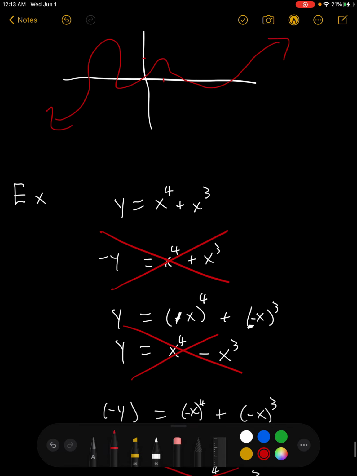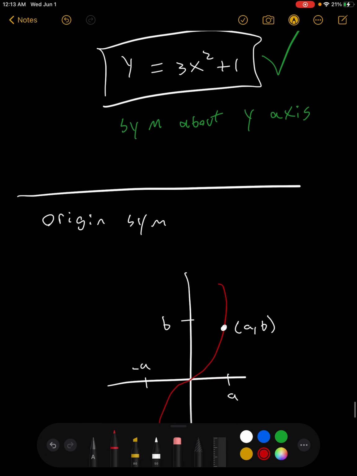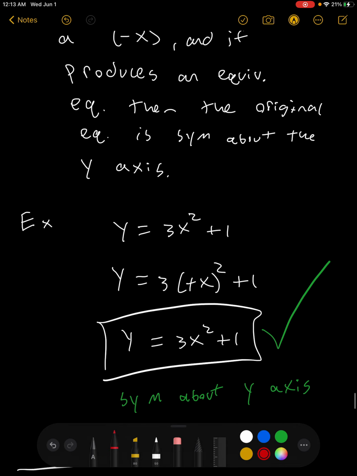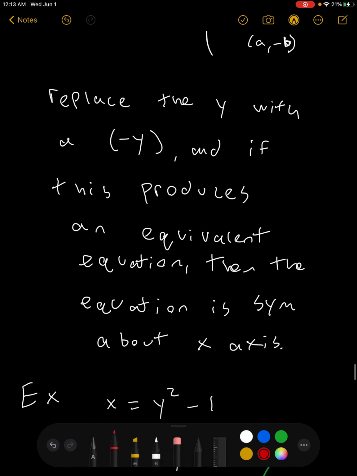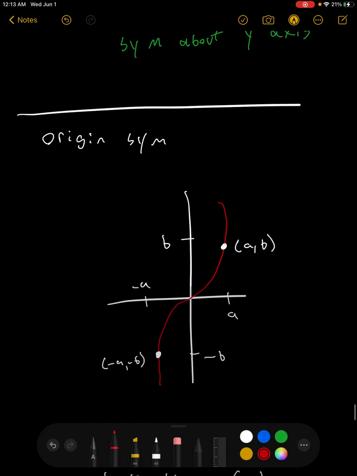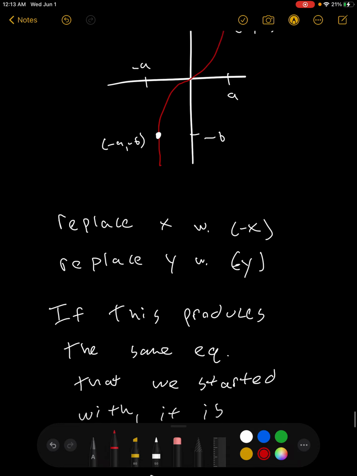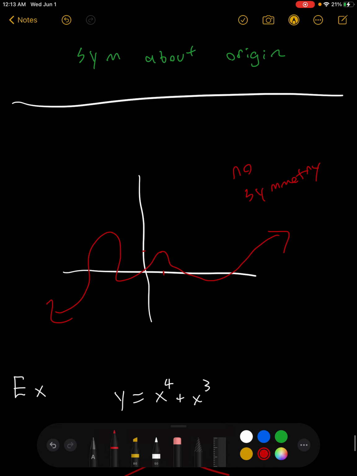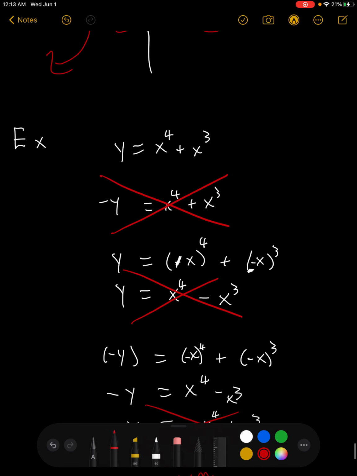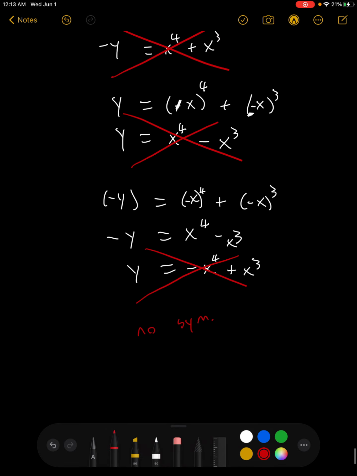So that's the 4 cases you will see. You'll either see symmetric about y, symmetric about x, symmetric about origin, which looks like this, or no symmetry. And that concludes our discussion about symmetry. Thank you.